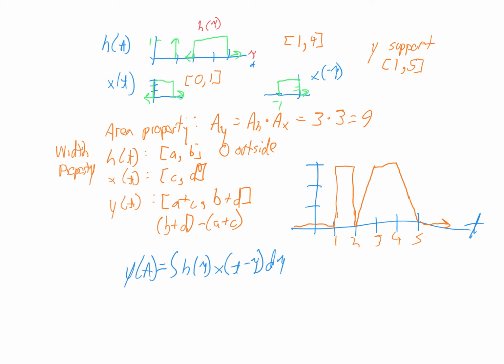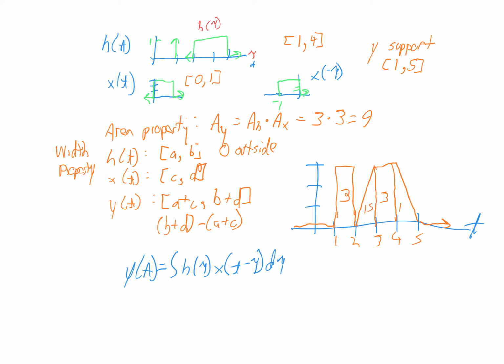Now let's check the two properties and see if they match up. The width property said we should get a result that was on from 1 second to 5 seconds, and sure enough it is. The area property said that we should have a result with area 9. Well, let's check this out. This rectangle part from 1 to 2 has height 3, that has area 3. And if I divide this up here, there's another rectangle with area 3. And I have triangles with base 1, height 3.